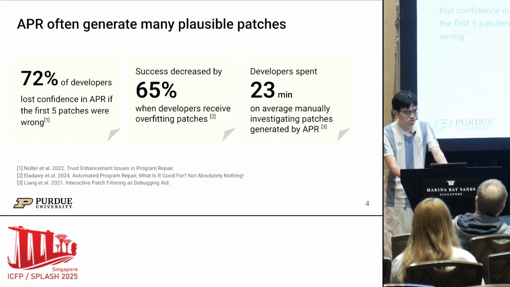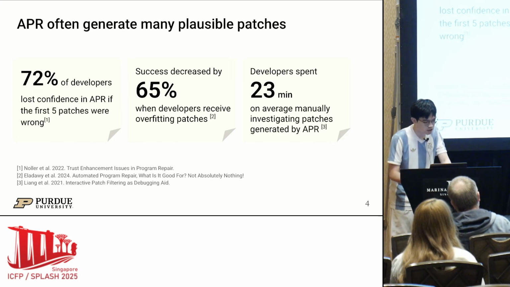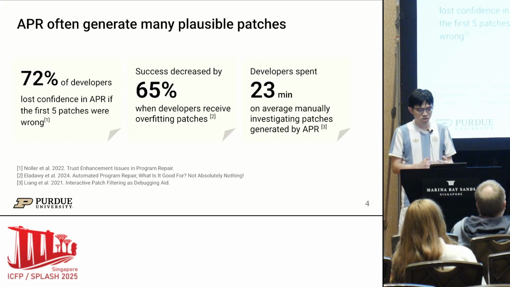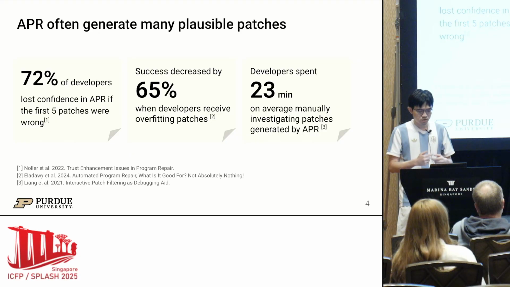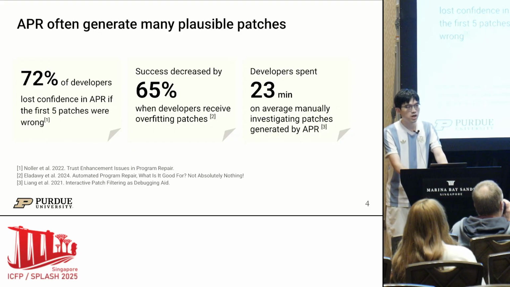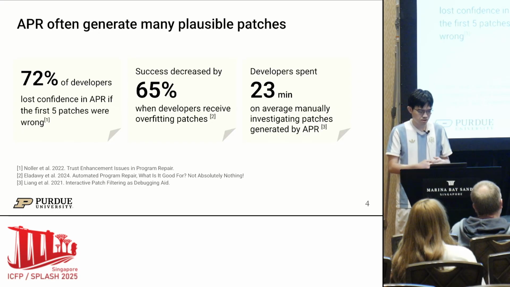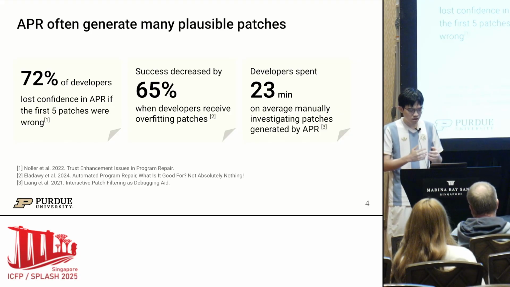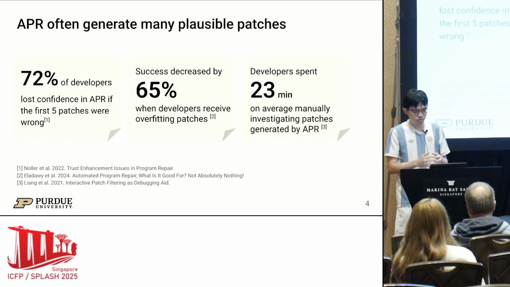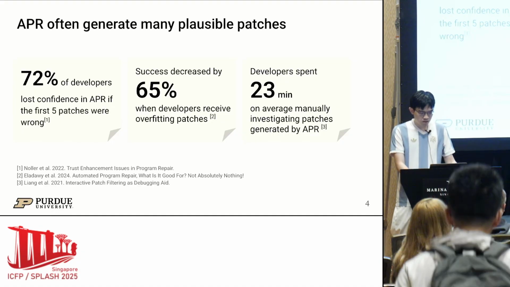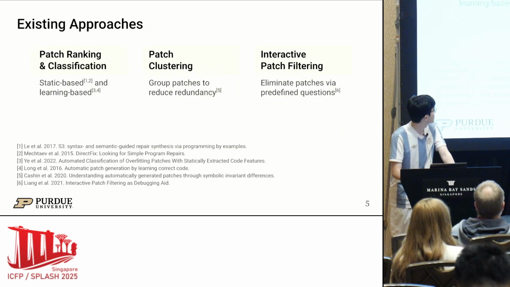This happens because APR tools may generate too many plausible patches. Developers quickly lose confidence if the first few turn out to be wrong. According to recent surveys, when developers receive overfitting patches, their bug fixing success rate drops by 65%. On average, developers spend about 23 minutes manually investigating and comparing the generated patches before deciding which one is actually correct. This process is indeed very time-consuming.